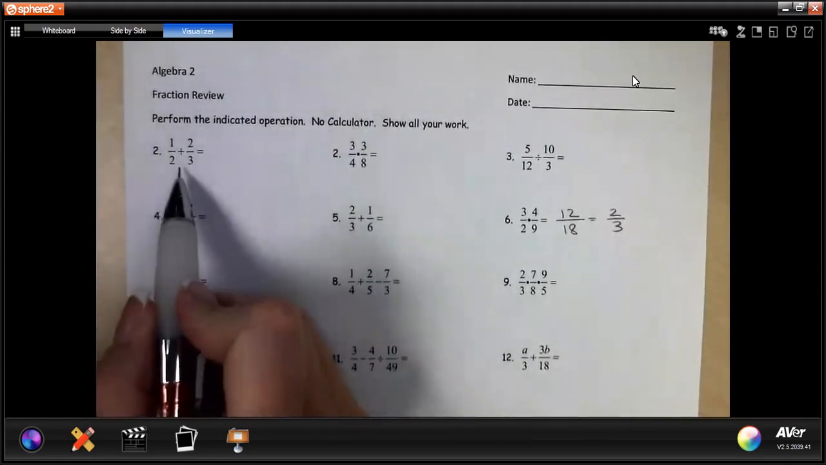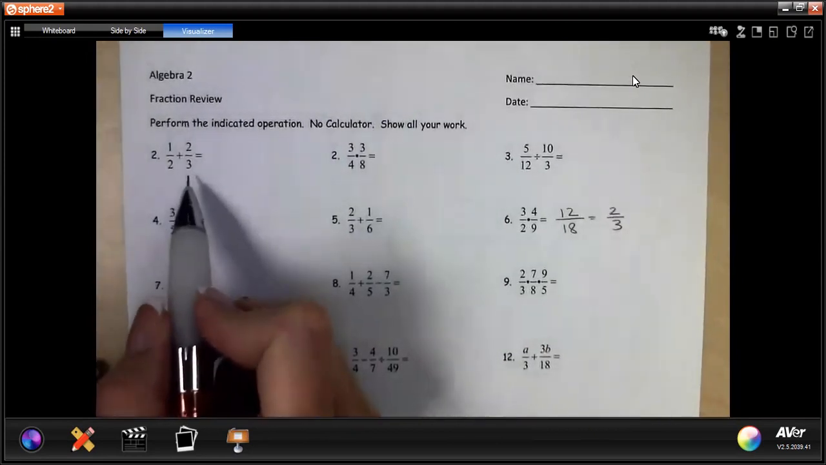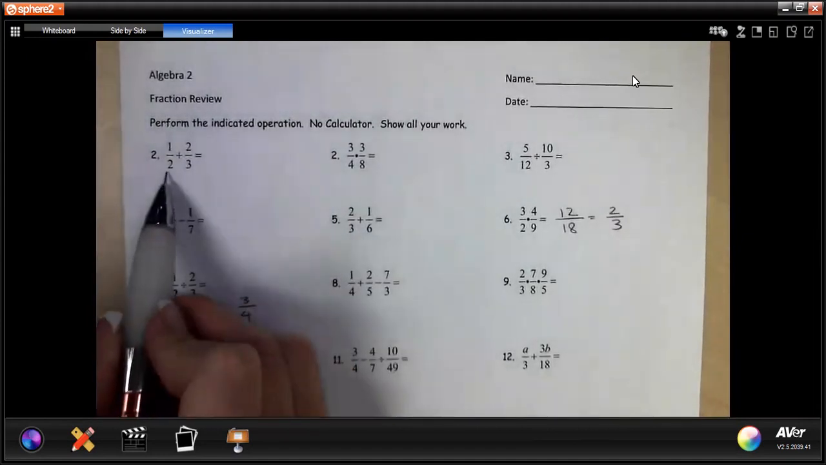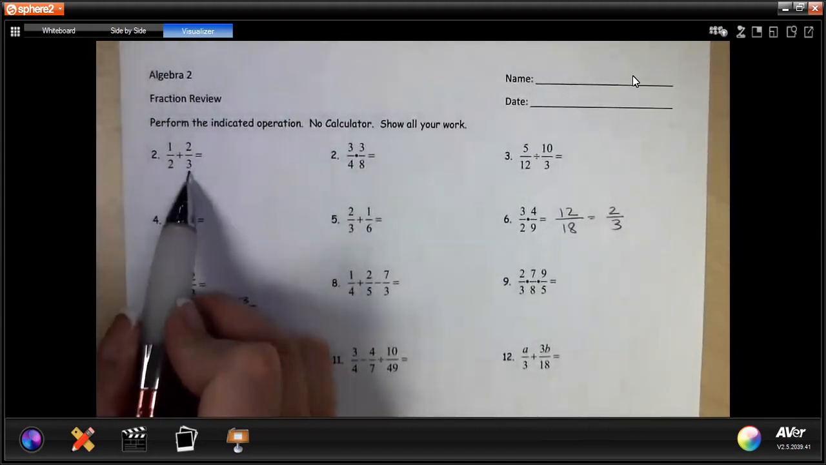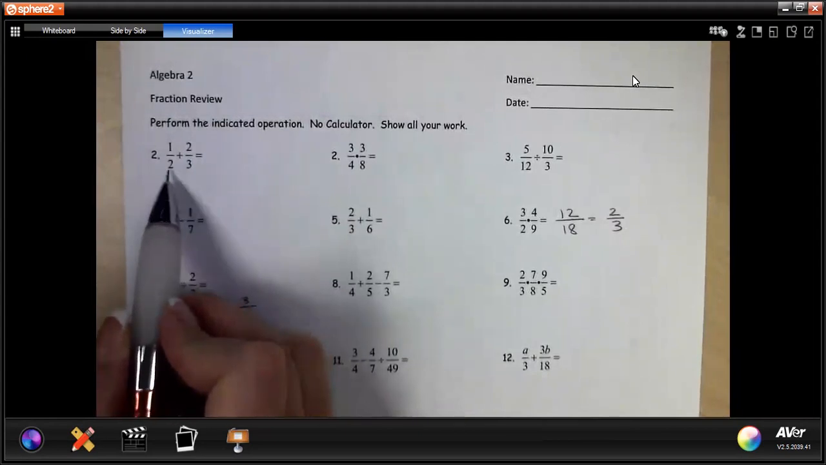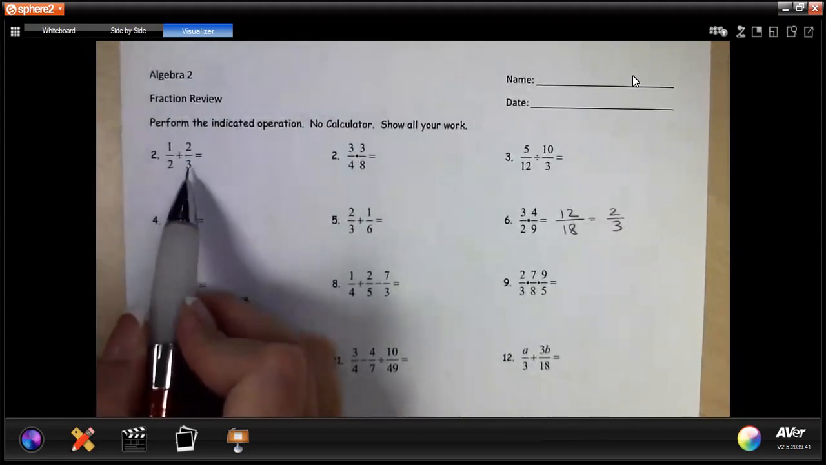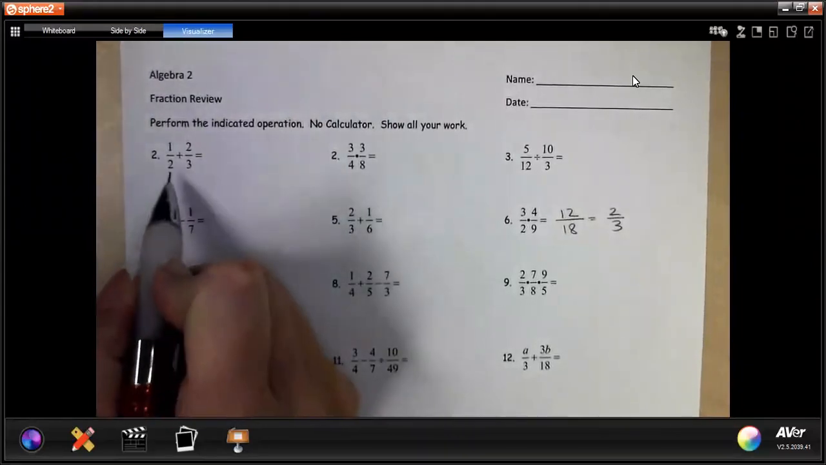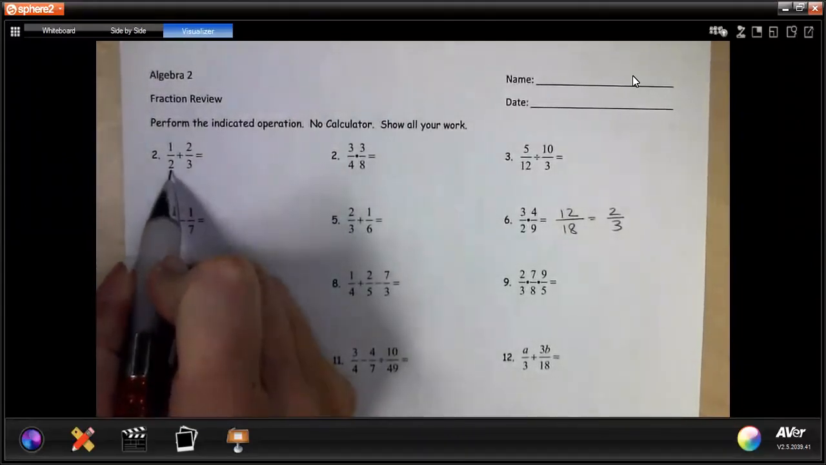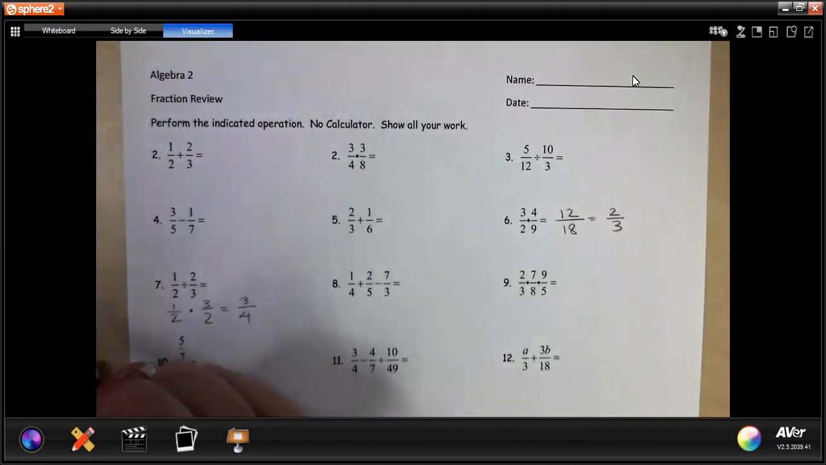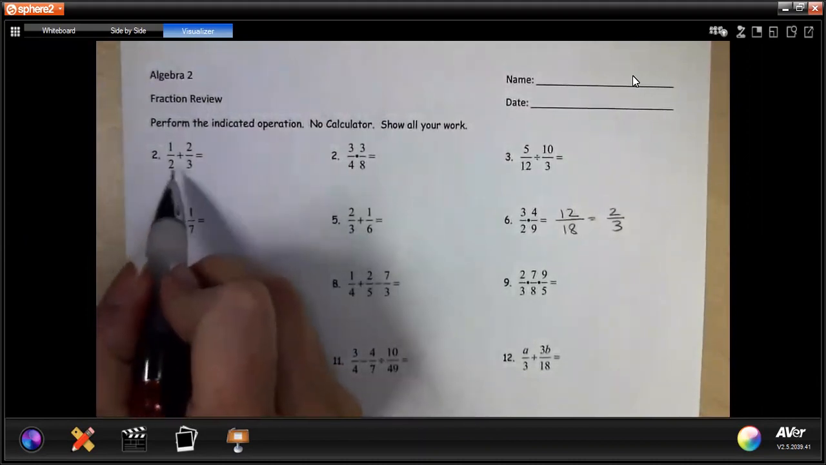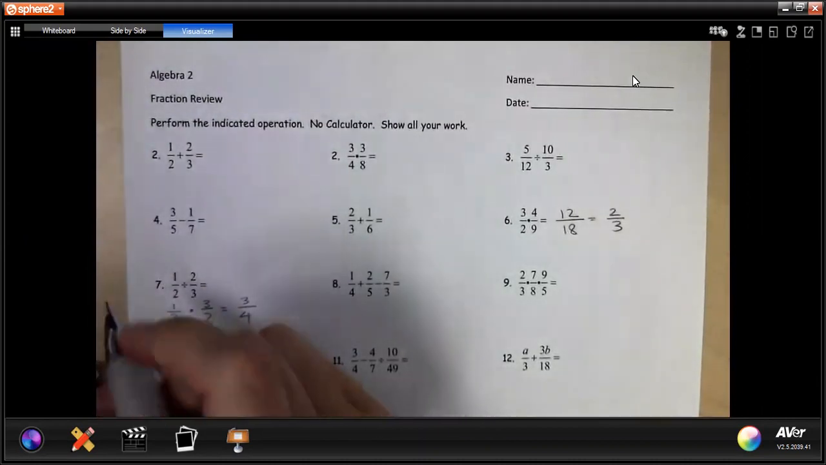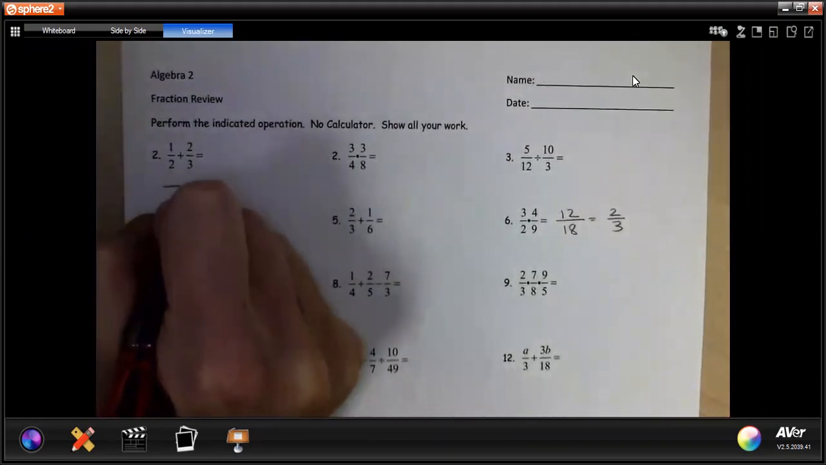Well, when we add and subtract, before we can get started on that, we have to get a common denominator. So looking at 1/2 and 2/3, we have to get a denominator that works for both 2 and 3. So we're looking for the lowest common multiple. 2 and 3 can both be 6. So I can change both of these fractions to have a denominator of 6.